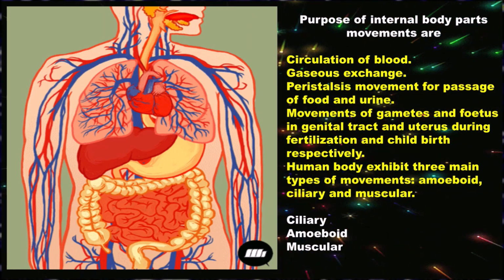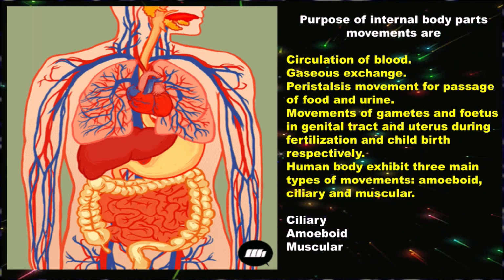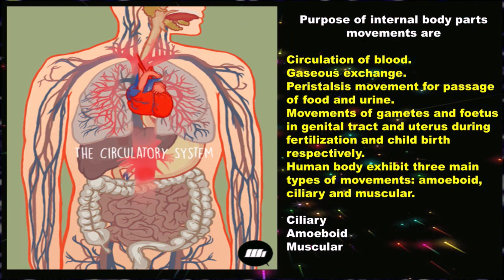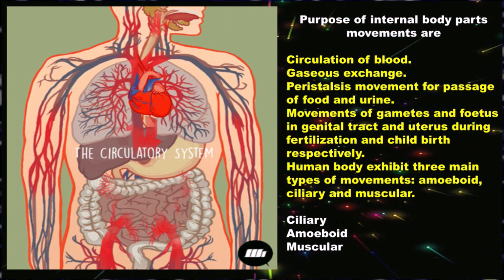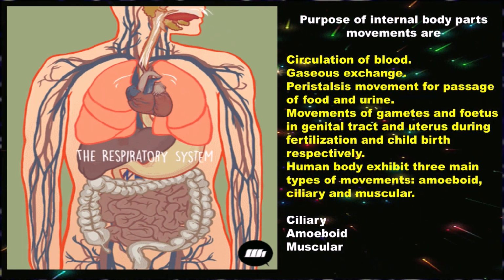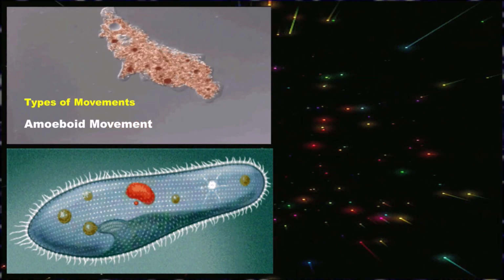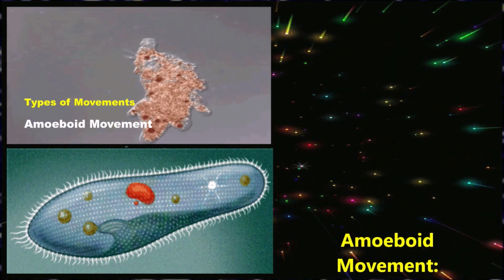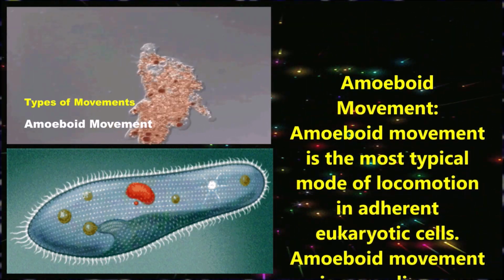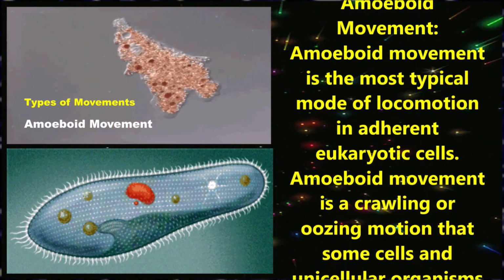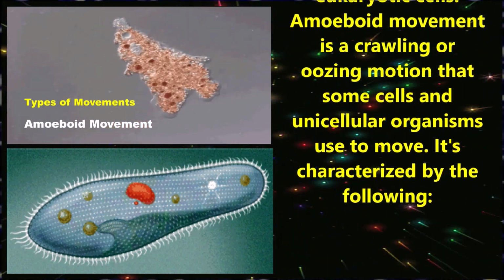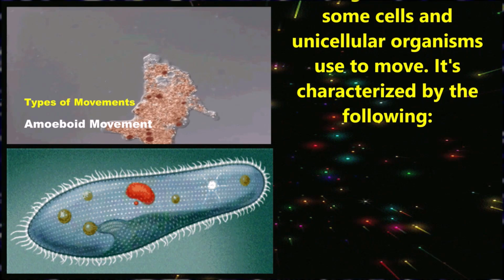The human body exhibits three main types of movements, that is amoeboid movement, ciliary movement and muscular movement. Children, let us discuss in detail about amoeboid movement, ciliary movement and muscular movement. Amoeboid movement is the most typical mode of locomotion in adherent eukaryotic cells. Amoeboid movement is a crawling or oozing motion that some cells and unicellular organisms use to move.